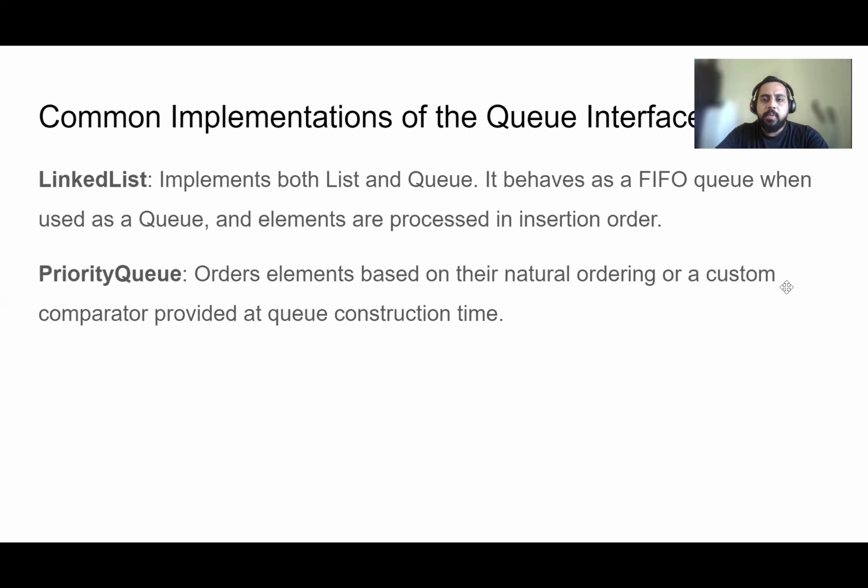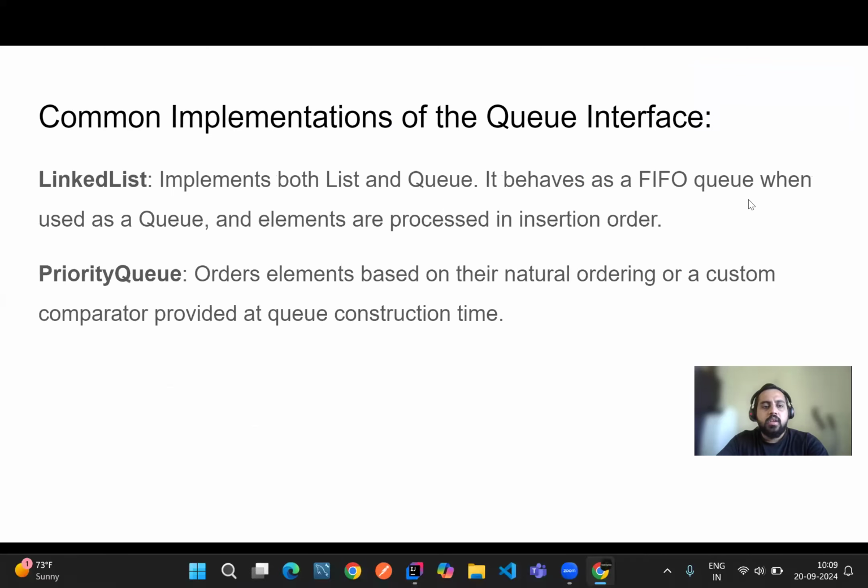So what are the common implementations of the queue interface? The queue interface has many implementation classes. I'm writing here some of the common implementations. For the queue interface, we have LinkedList and PriorityQueue. You may wonder, LinkedList we already discussed in the list interface, right? Yeah, LinkedList is so versatile that it implements both list and queue.